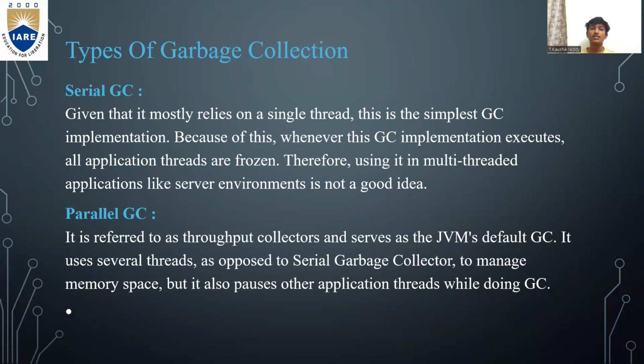Types of garbage collection: serial GC and parallel GC. Serial GC is nothing but the in-series type. Given that it mostly relies on a single thread, this is the simplest GC implementation. Because of this, whenever this GC implementation executes, all application threads are frozen. Therefore, using it in multi-threaded applications like server environments is not a good idea.